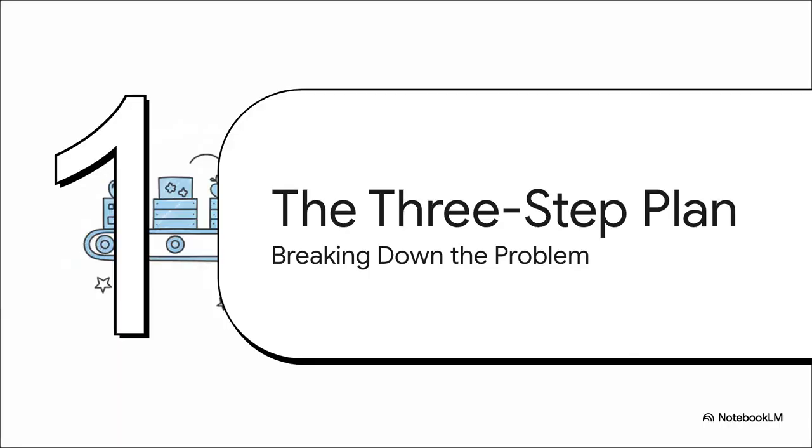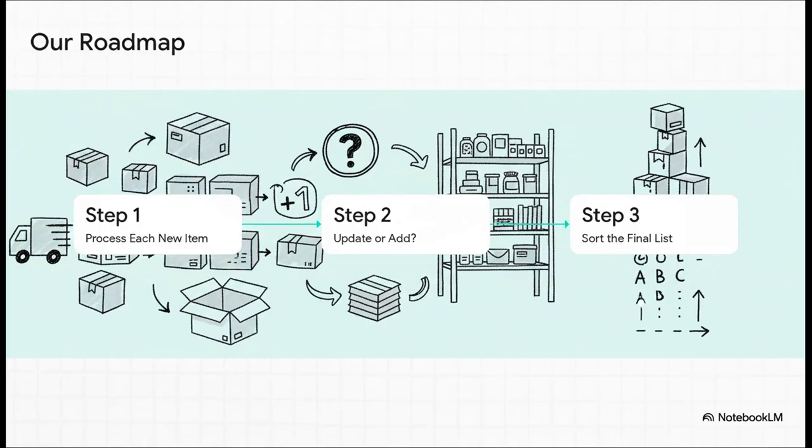Now, a challenge like this can seem kind of complicated at first glance. But you know, the secret to solving almost any programming problem is just to break it down into smaller pieces. So we're going to use a really simple three-step plan to get from two messy lists to one perfectly organized master list. Here's our game plan.